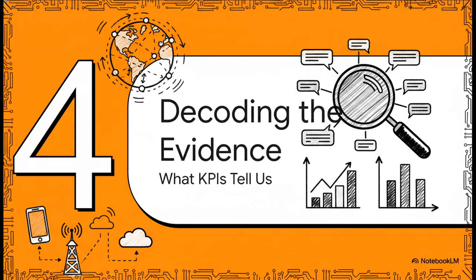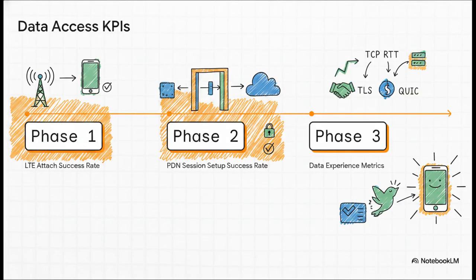Section 4. Decoding the evidence and what roaming KPIs actually tell us. Okay, let's dive into the evidence itself, starting with data access. What do these metrics actually tell us when we combine our passive and active tools? Well, a subscriber goes through a chronological sequence. First up is the LTE attach gate, like can your device even get onto the network? If that succeeds, we move to the PDN session setup, meaning, okay, you attached, but do you actually get a usable data session? And finally, we evaluate the data experience itself by measuring TCP round trip time, TLS, and those modern QUIC handshakes. In simple terms, we're measuring those split-second back-and-forth hello delays that genuinely dictate how fast your apps actually load in real life.